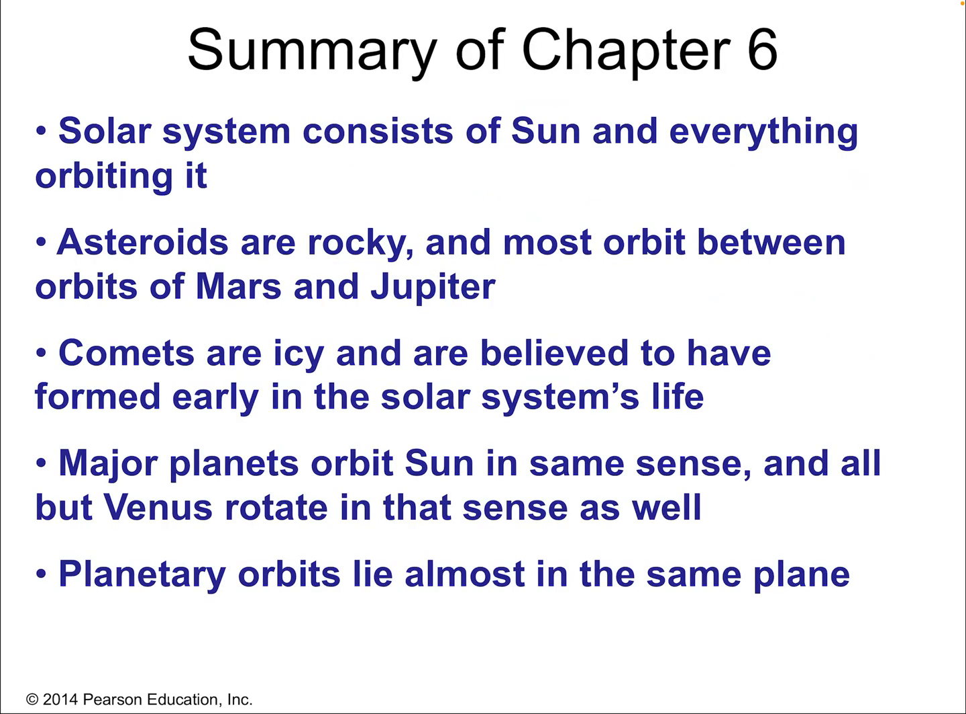All right. Okay, so here's the summary. The solar system consists of the sun and everything orbiting it. That's what we mean by the solar system, okay? And the sun, by the way, is 98% of the matter in the solar system, okay? The asteroids are rocky and mostly orbit between the orbits of Mars and Jupiter, okay? Comets are icy and are believed to have formed early in the solar system's life. Major planets orbit the sun in the same sense, and all but Venus rotate in that sense as well, okay? So they all spin in the same direction. Venus is upside down for some reason. The planetary orbits lie almost in the same plane as you mentioned. Mercury is the greatest deviation from that plane, and even it is fairly planar.